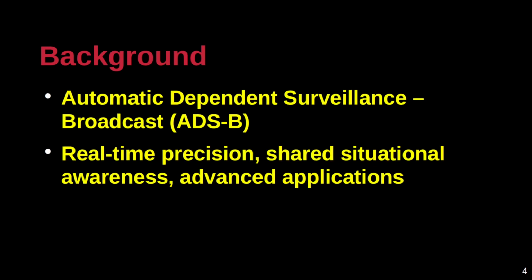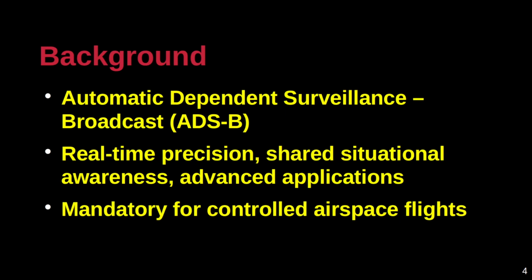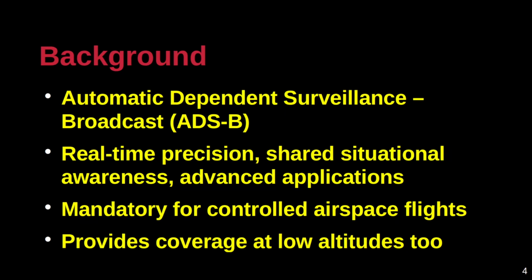Automatic Dependent Surveillance Broadcast, or ADSB, transmits an aircraft's position. Any receiver can know the position of the aircraft without latency. All aircraft flying in any controlled airspace in the US must have an ADSB out transponder with very few exceptions. The ADSB out message from an aircraft relies on GPS data received by the aircraft.